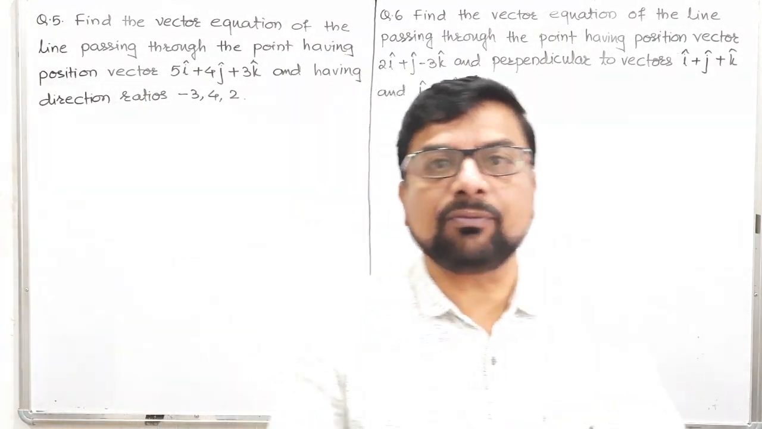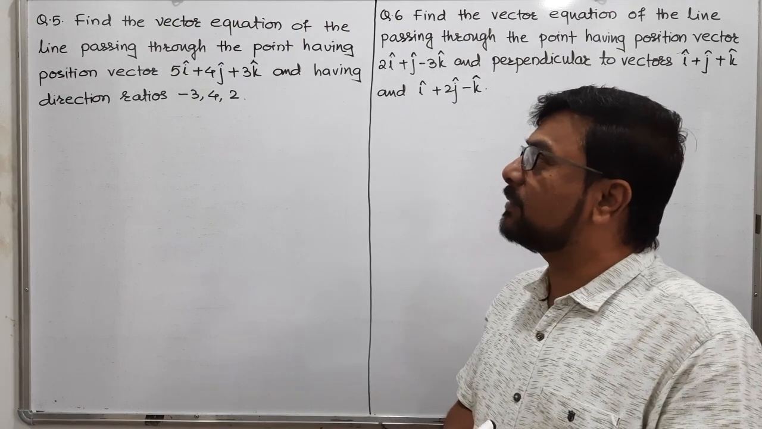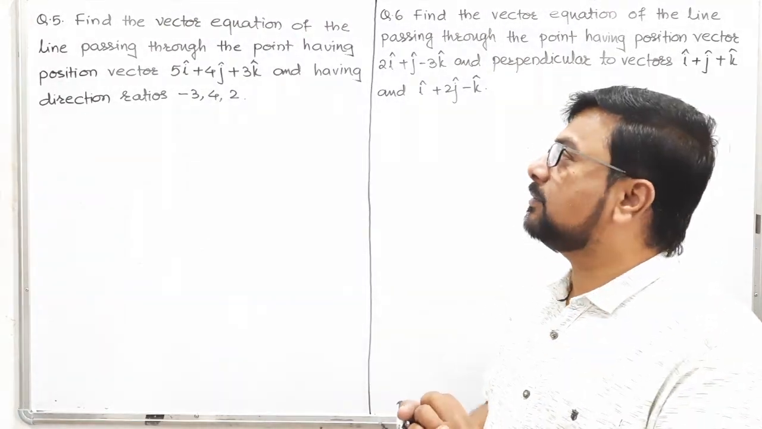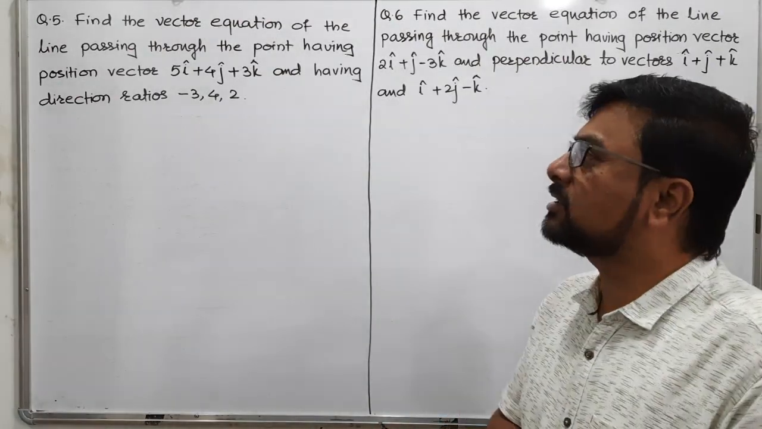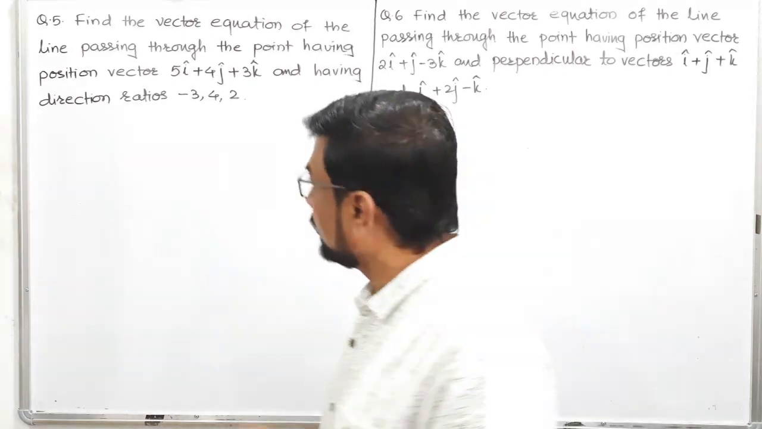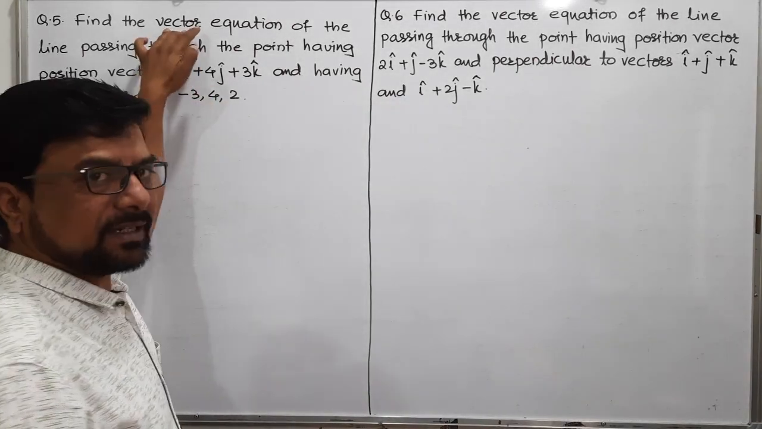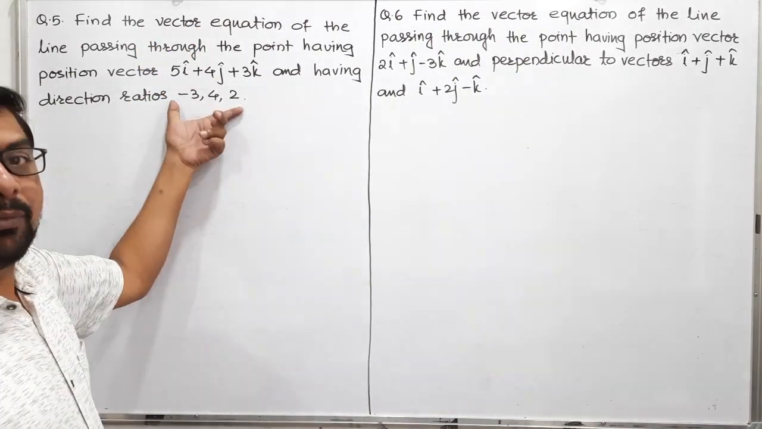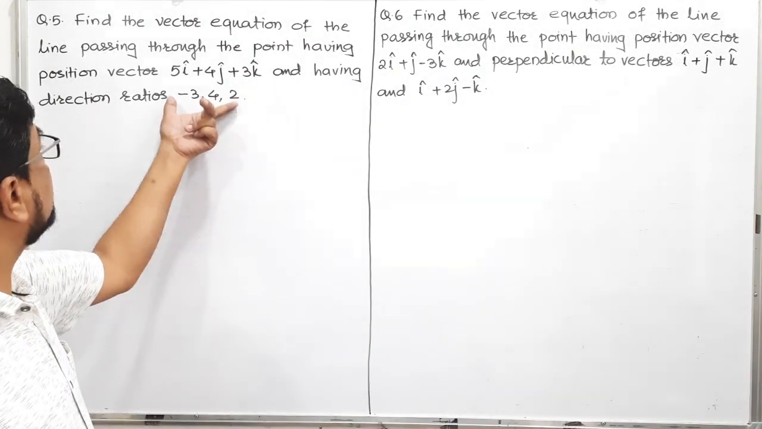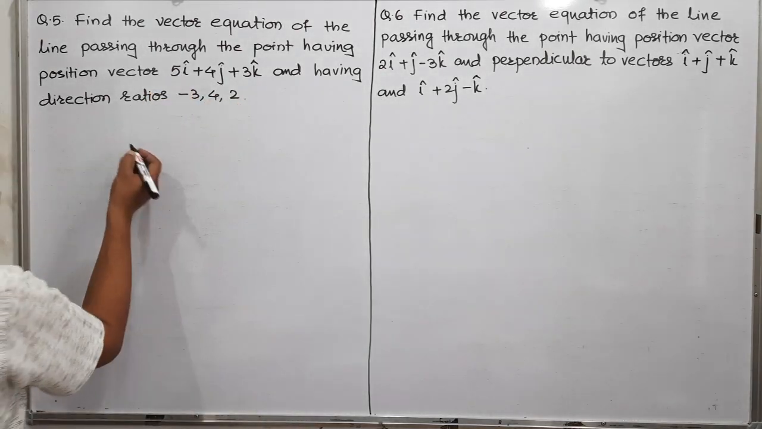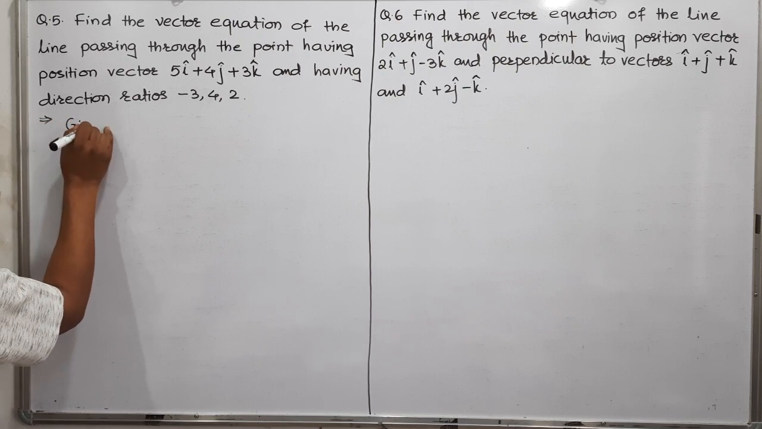Now for question number 5, find the vector equation of the line passing through the point having position vector 5i plus 4j plus 3k having direction ratios minus 3, 4, 2. Now look at this one. Point is given and direction ratios are given. We are going to find the vector equation. First of all, we'll write the vector which is parallel to the given line using these direction ratios.